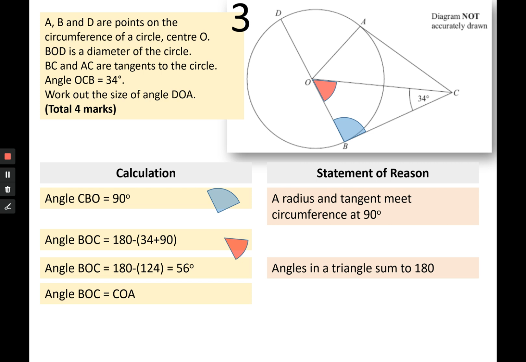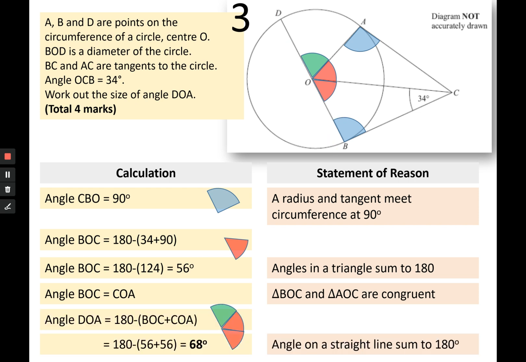And then we know that BOC equals COA because they're congruent triangles. And then that tells you that AOC, these two are equal to each other. And then to work out this final angle here, it's just angles on a straight line. So the calculation is on the screen. You can see what I've done there. I've color coded it too, so you can spot which angle I'm referring to.